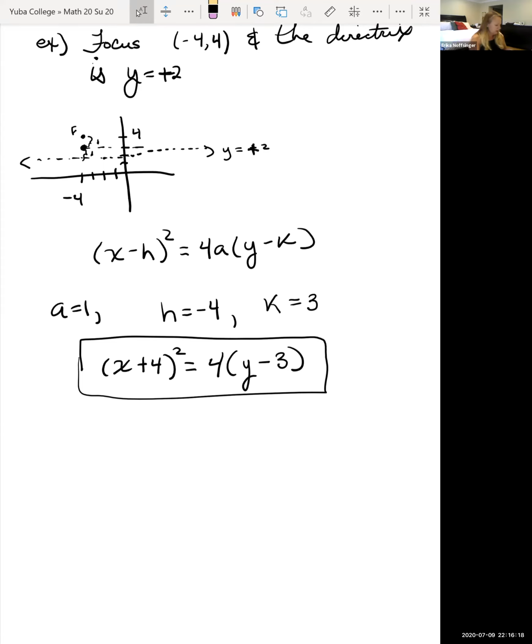Let me look at a word problem real quick. Okay, so we got a bridge. It's being built in the shape of a parabolic arch and is to have a span of 100 feet. The height of the arch, a distance of 40 feet from the center, is to be 10 feet. Find the height of the arch at its center.